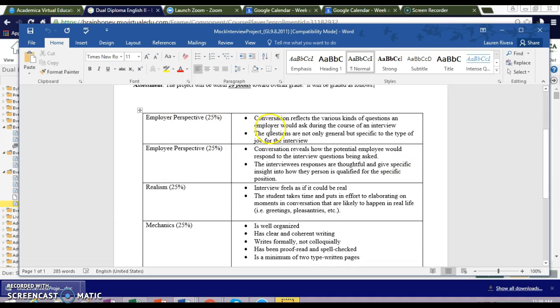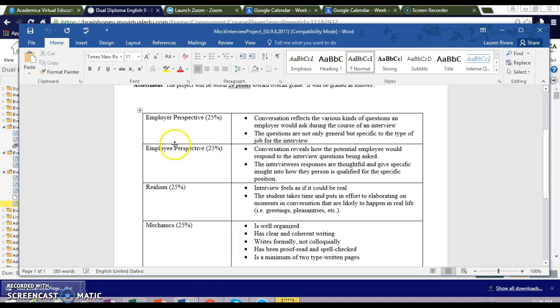So the employer perspective: the conversation should reflect the various kinds of questions an employer would ask during the course of an interview. The questions are not only general but specific to the type of job. Okay, so if it's a job to drive a truck across the country, they might ask, well, what makes you think you would like driving a truck for many hours from one side of the country to the other? Is this something that you've done before? Do you enjoy road trips? You know, all of these types of questions, depending on the type of job you might imagine.